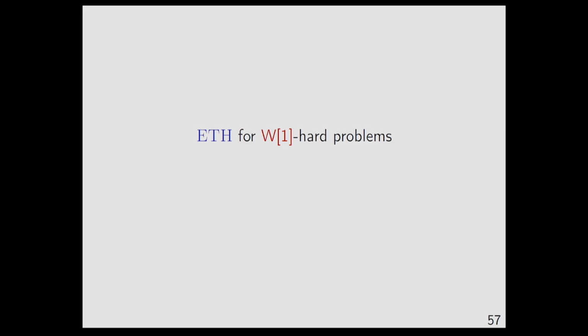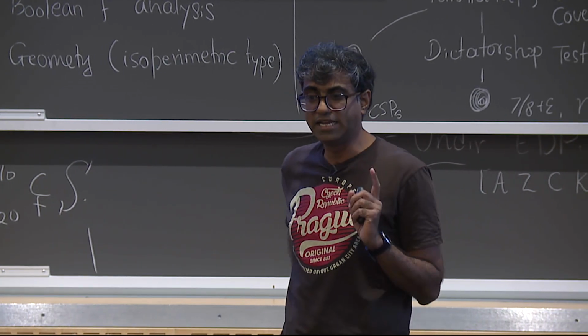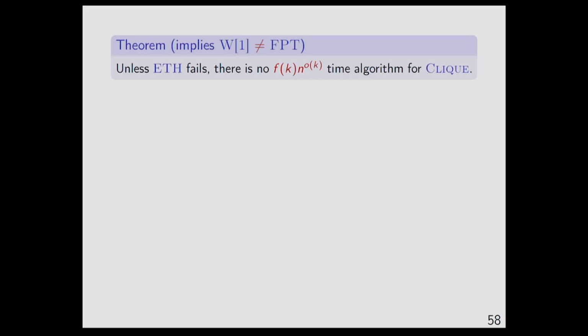Okay, so I want to give one reduction for the next 4 or 5 minutes. And this is for a W1-hard problem. I want to show that unless ETH fails, there is no f of k times n to the power little o of k time algorithm for clique. We know that it does not have any FPT algorithm by our assumption, but under ETH we can say you cannot even improve asymptotically the n to the power k algorithm, which basically tries k vertices and checks whether it's a clique or not.